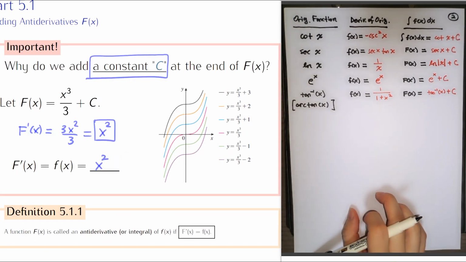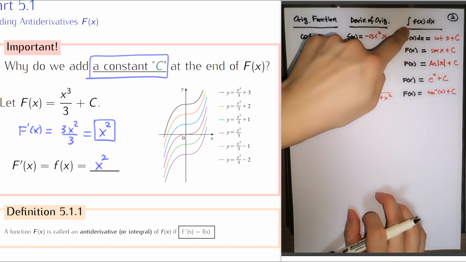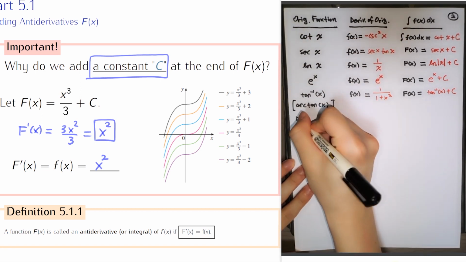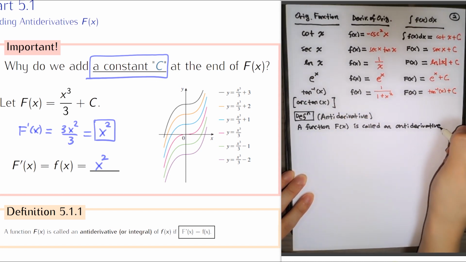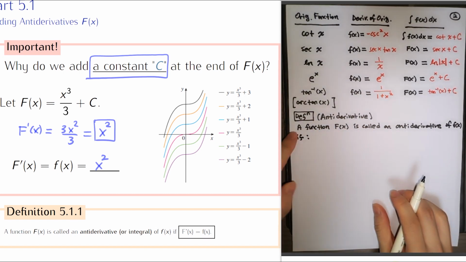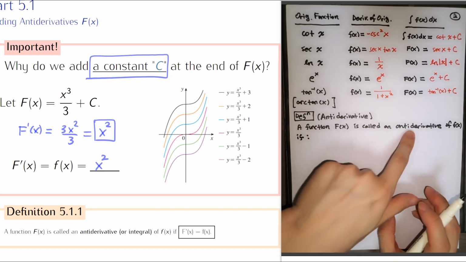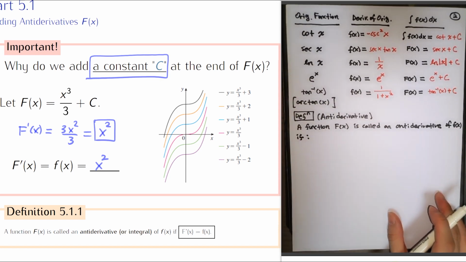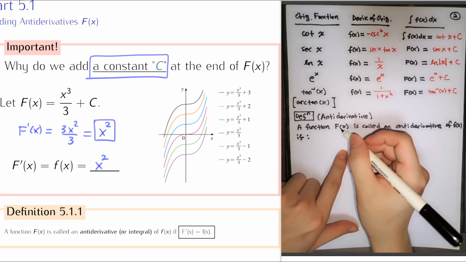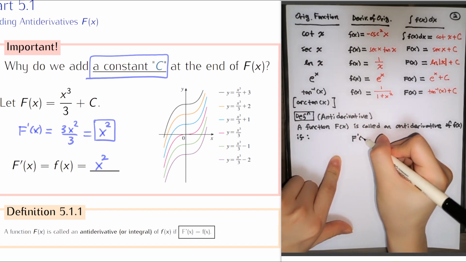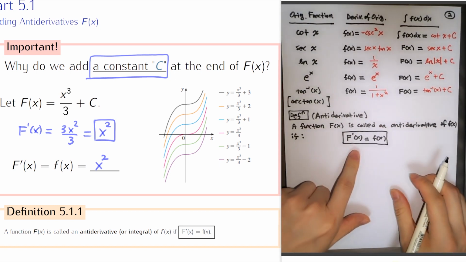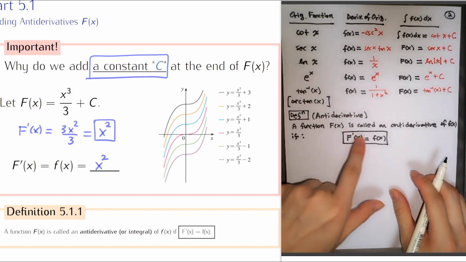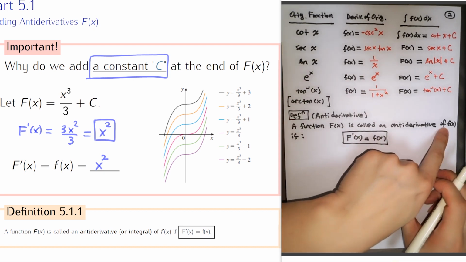Now, let's write down the proper definition of antiderivative here. So, let's write it down together. A function, capital F, is called an antiderivative of little f of x if it satisfies the following equation, which is that the derivative of the capital F becomes the little f. So as long as the derivative of capital F comes back to the original function, then we can call it an antiderivative of little f.